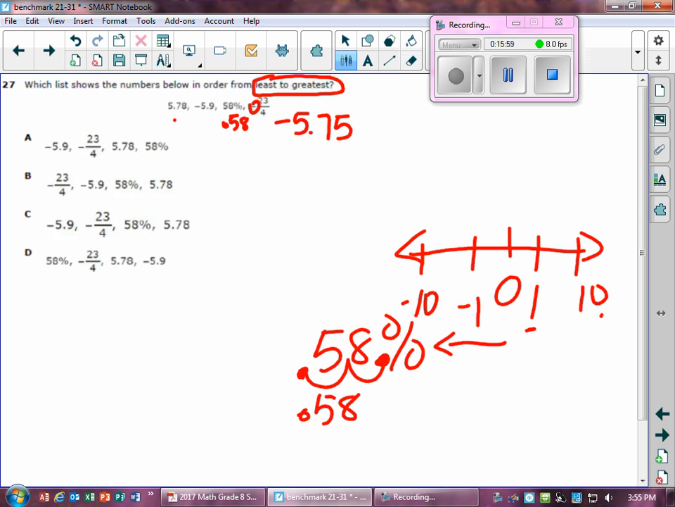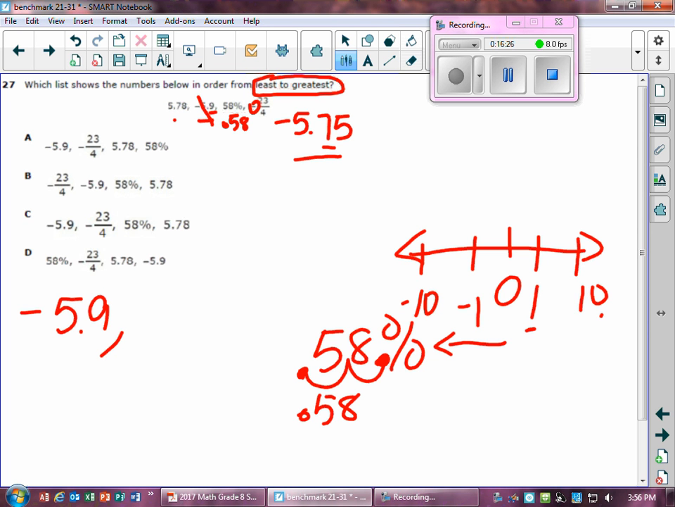So we have a negative 5.75 and a negative 5.9. Well, the whole numbers are negative 5, so that means we have to look at the decimal, or behind the decimal. We start in our tenths place. This is a 9, this is a 7. Since 9 is bigger than 7, in negative world, 9 is farther than 7, so that means 9 is least. So our least number is negative 5.9.